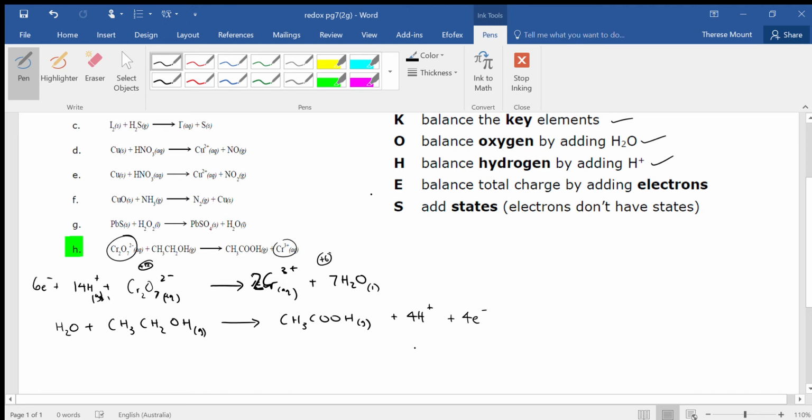Okay, so we just need to add our states now. Aqueous, gas, gas, and a liquid for the water. Okay, so now I need to think about if I can add my half equations together, and I need to check my electrons. They need to be the same value. So what's the smallest number that 4 and 6 can go into? Hopefully we're thinking about 12.